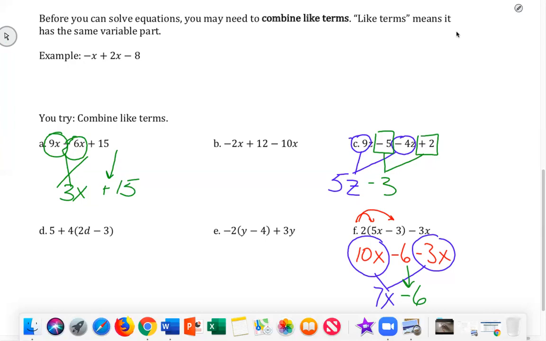Now you guys have 3 problems left, B, D, and E. Go ahead and try and do those. If you get stuck, you can wait. I will go through it in a minute.